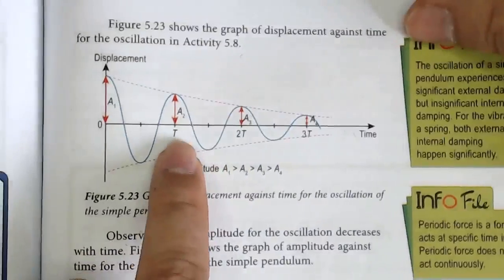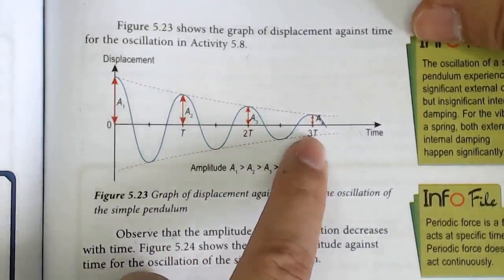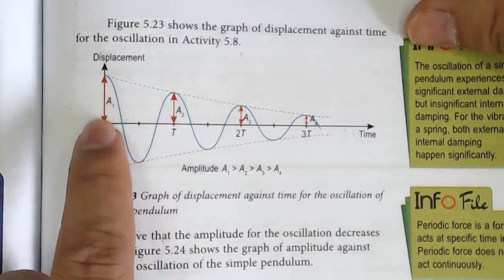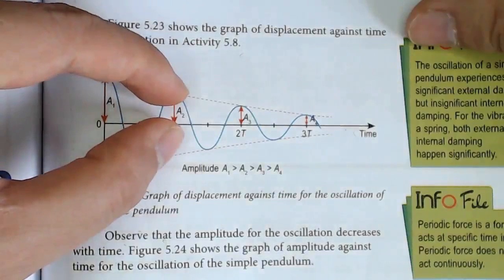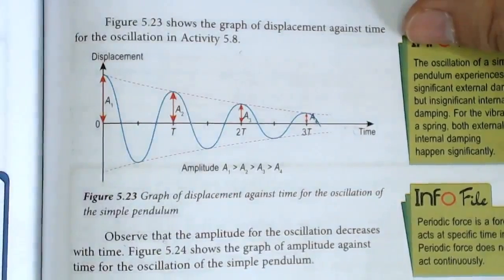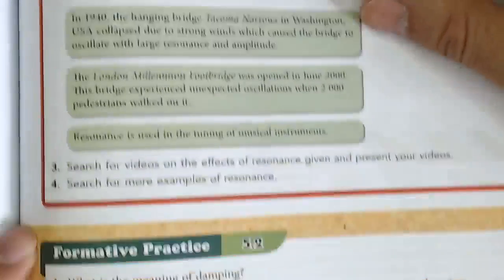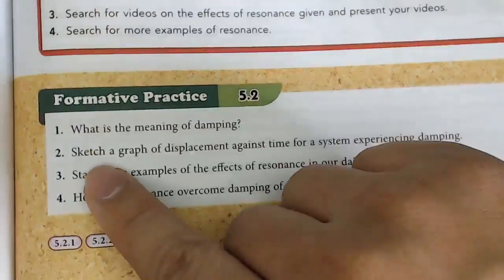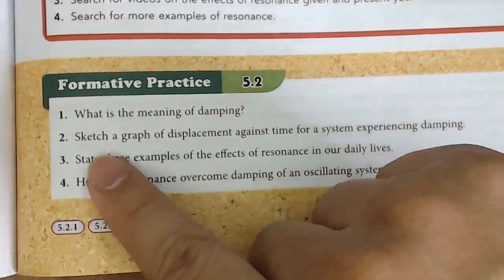Also, the thing that you need to mention is T, 2T, 3T. And you're going to have this arrow like this to show that the amplitude decreases. Then you will have full marks for this, because of the complete labels that you make.